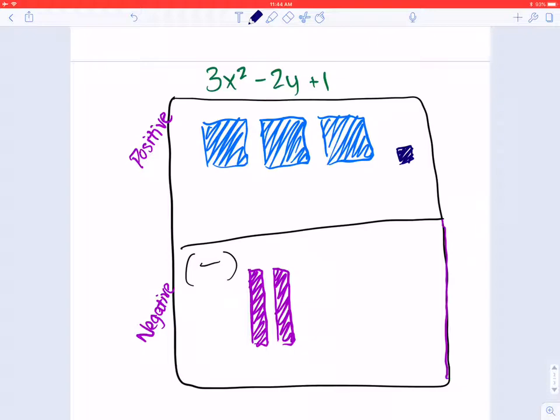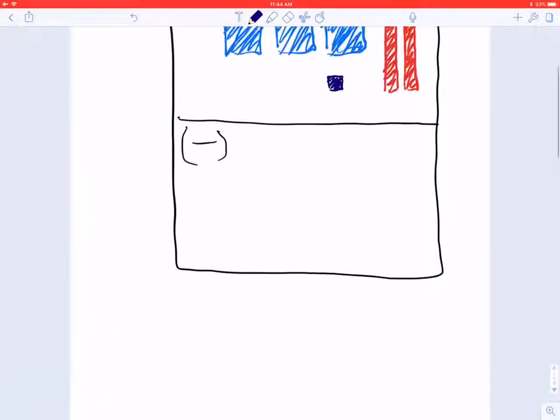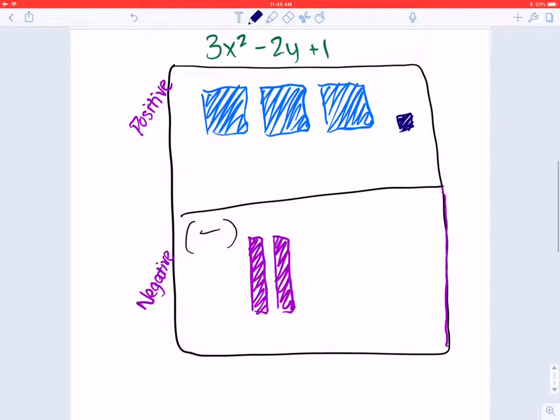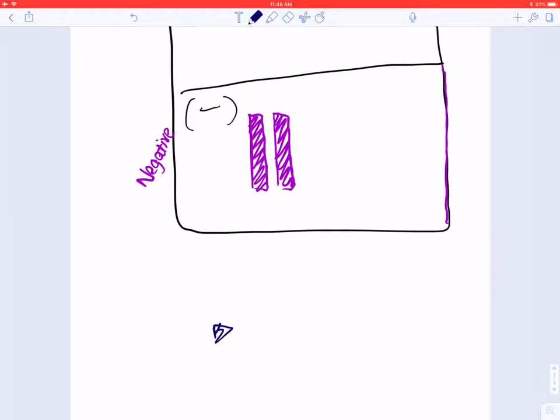Two different ways to demonstrate it. We can keep all of our tiles positive, but put them in the positive or negative zone depending on what they are. Or we can keep all of our tiles in the positive zone, but show positive versus negative based on the sign that they hold. All right, those are your two strategies. Go ahead and play, pause and repeat in order to take the notes you need so that you have a good reference.